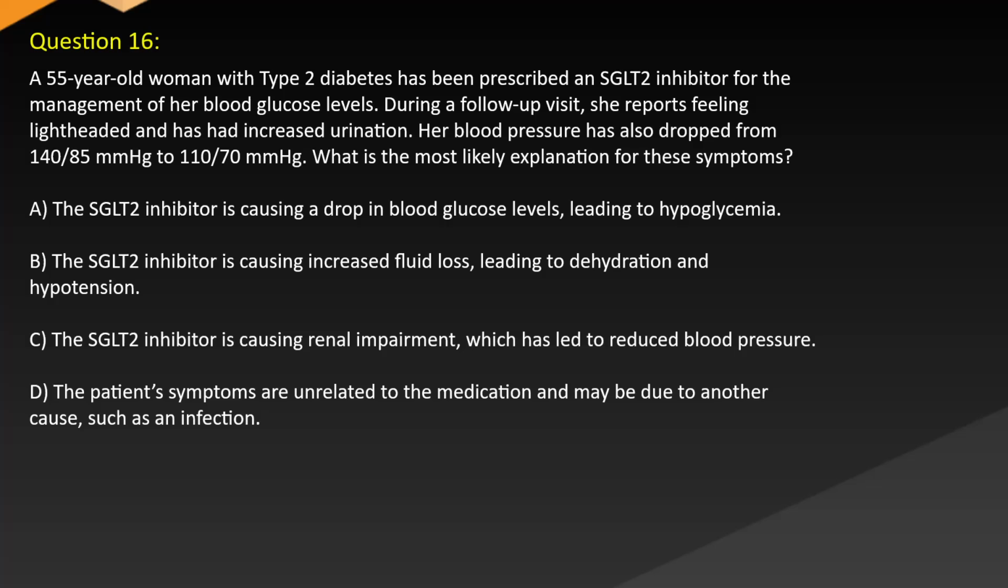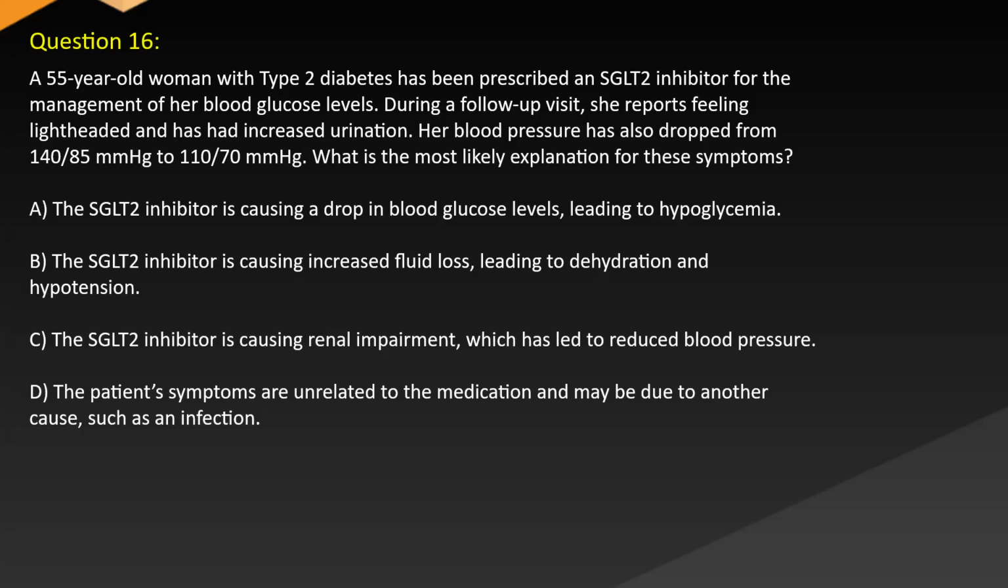Question 16. A 55-year-old woman with type 2 diabetes has been prescribed an SGLT inhibitor for the management of her blood glucose levels. During a follow-up visit, she reports feeling lightheaded and has had increased urination. Her blood pressure has also dropped from 140/85 mmHg to 110/70. What is the most likely explanation for these symptoms?